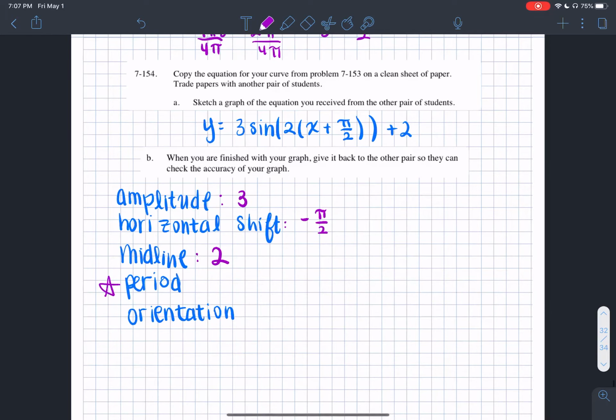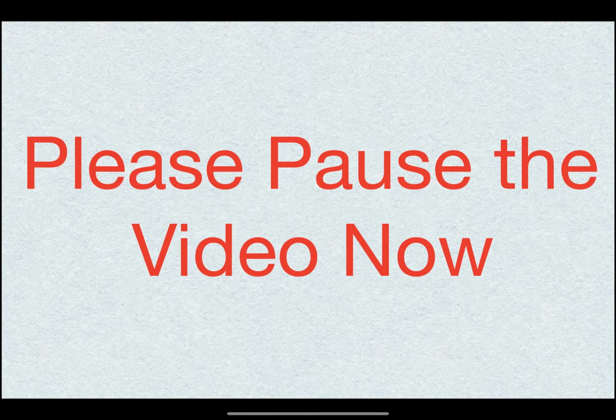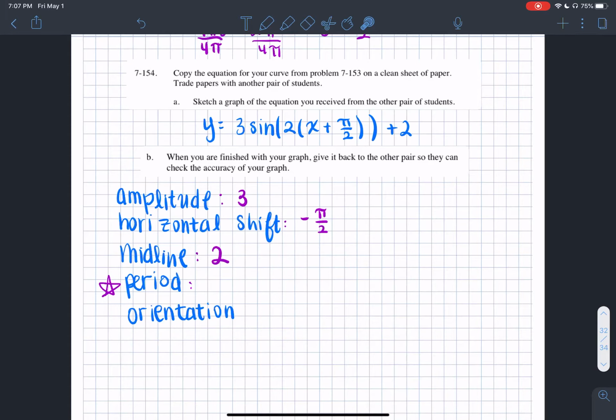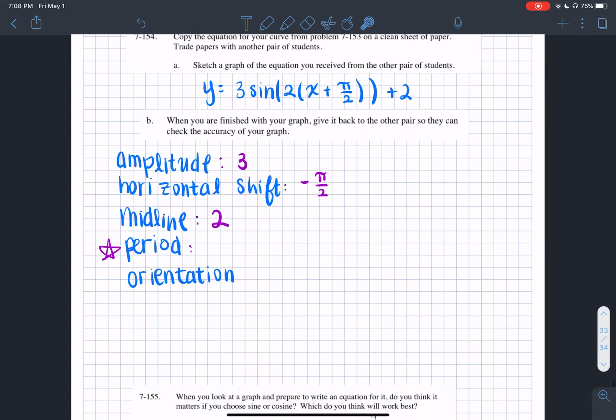And then try to find the period of this graph, and check that it works on your graph. Pause the video now to find the period. Now that you've found the period, let's talk about it. In the problem before, we found this b, and we knew that period is equal to 2 pi over b. So our period, where this is our b here, is equal to 2 pi over 2, which is equal to pi. So we have a period of pi. Make sure to check that the period on your graph is the same as this period.